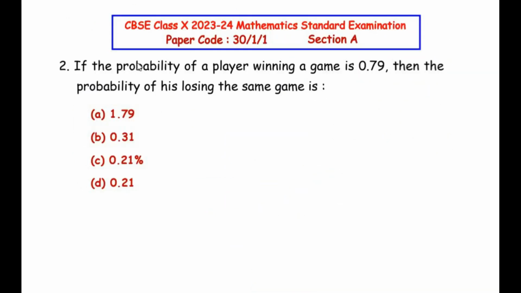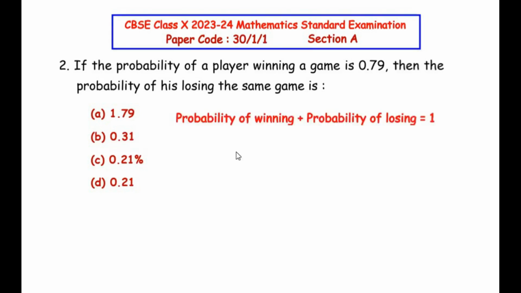Now the second question is from the probability chapter. If the probability of a player winning a game is 0.79, then the probability of his losing the same game is. Now we have a formula for probability where the sum of all the probabilities should be equal to 1. So here we have two events happening, that is either probability of winning the game or probability of losing the game.